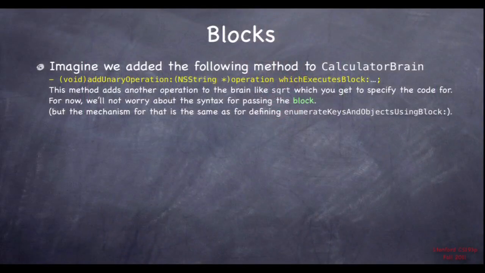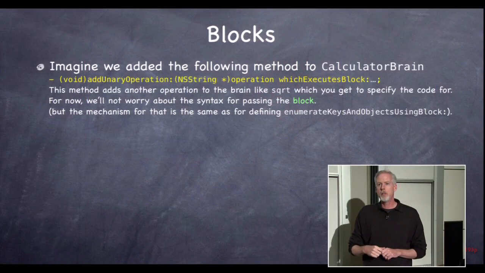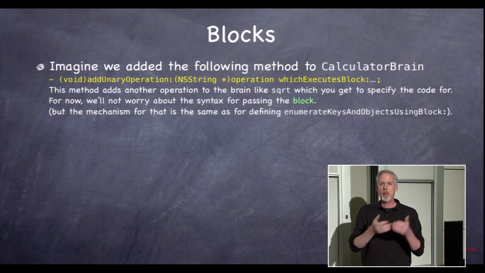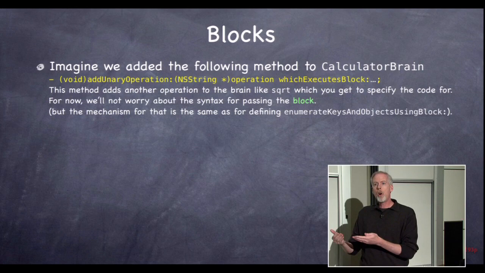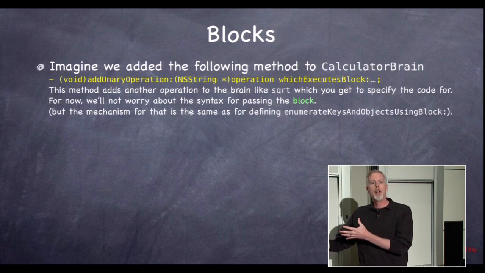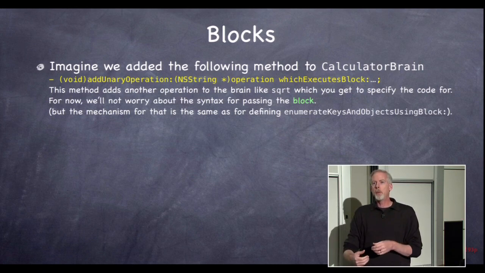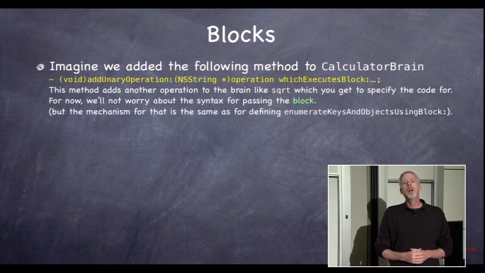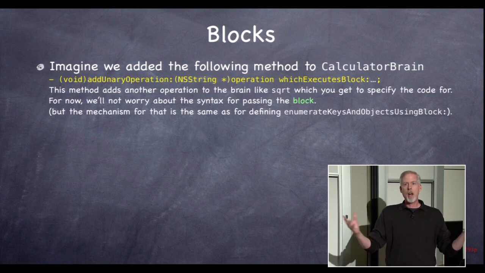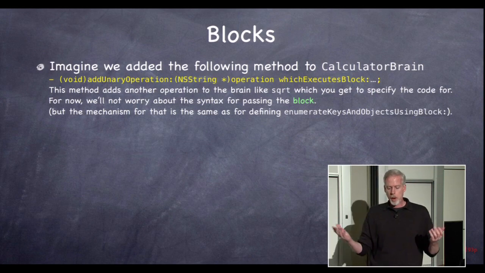Let me show you another example that's maybe a little closer to home. What if we went back to our calculator brain and we added a method called add unary operation, which took a string, the name of the operation, like the title on a button, such as square root, and executes a block? In other words, what if we were able to tell our calculator brain, hey, add this new function to yourself, and here's the block of code to execute. That'd be cool, wouldn't it? Because we'd have now a fully extensible calculator brain. We could add new unary operations all we wanted.